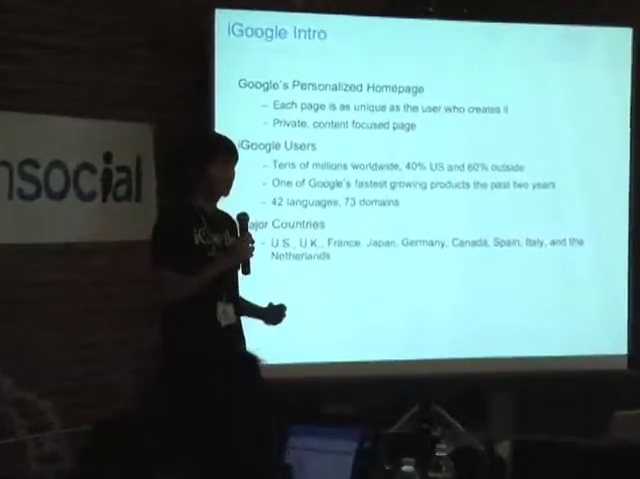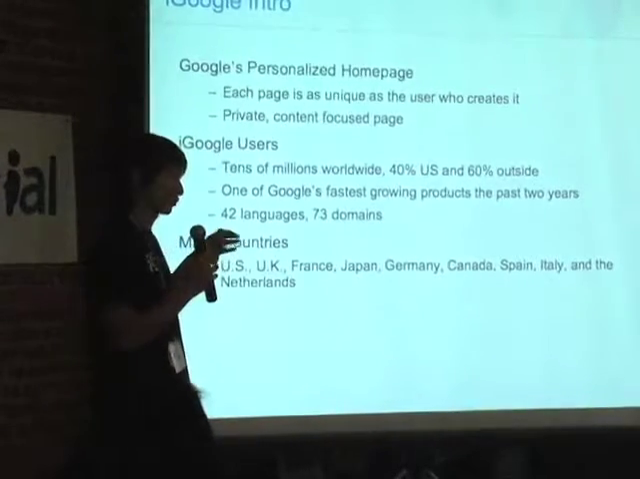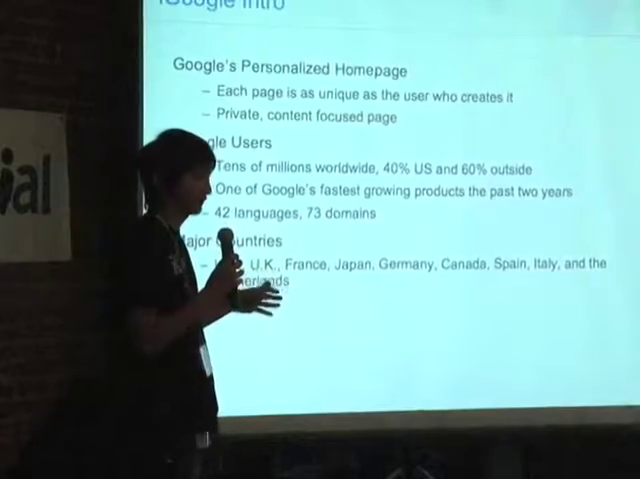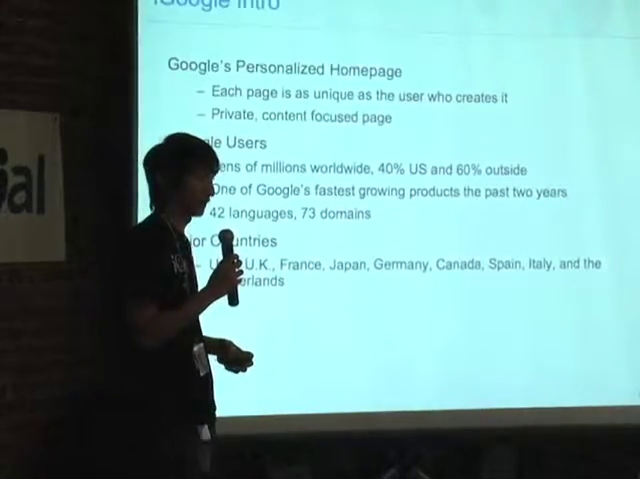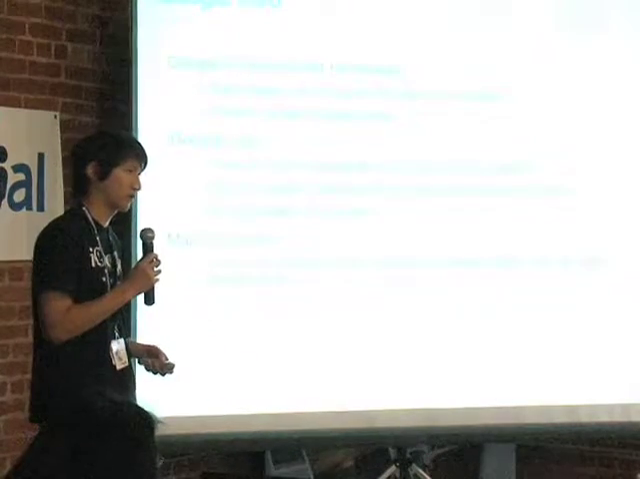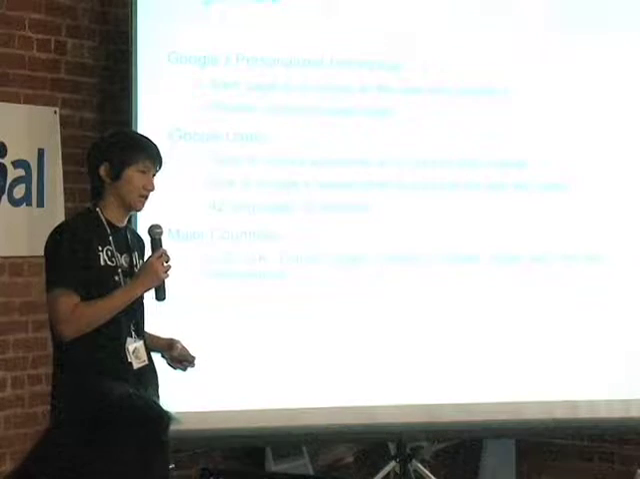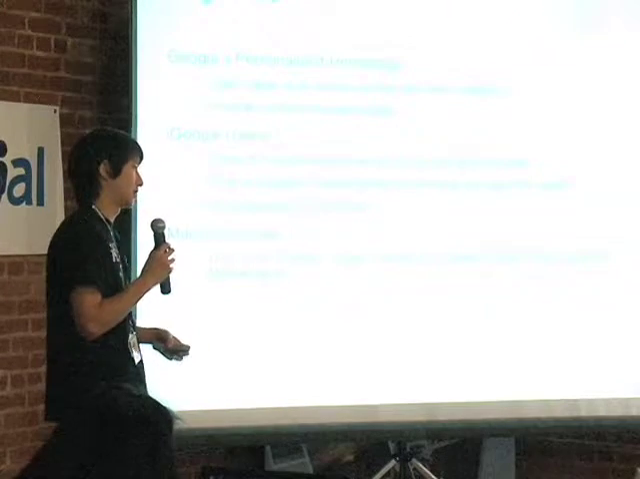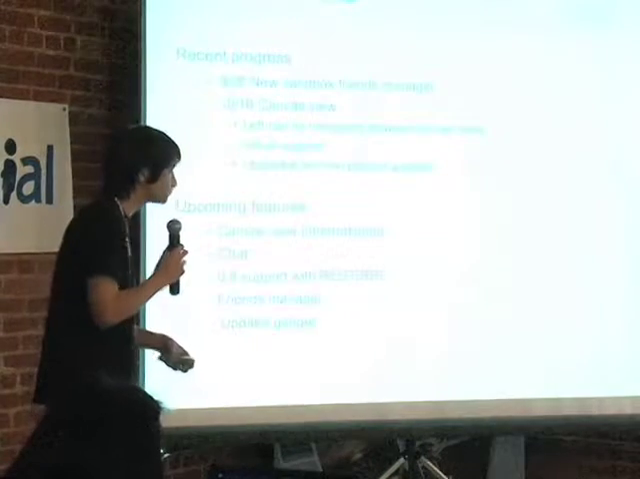iGoogle users, we have tens of millions of iGoogle users. It's a very global product. There's only about 40% of the traffic for iGoogle in the US, but over half of the traffic is now international. You can also see that we support 42 languages and 73 domains. The big countries listed on the bottom, there's a number of big countries in EMEA, in the UK, and we also have Japan and some other countries in there too.